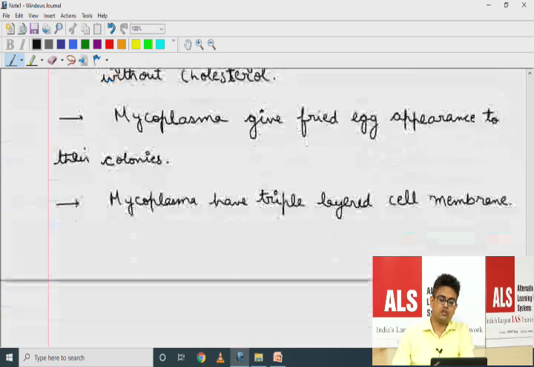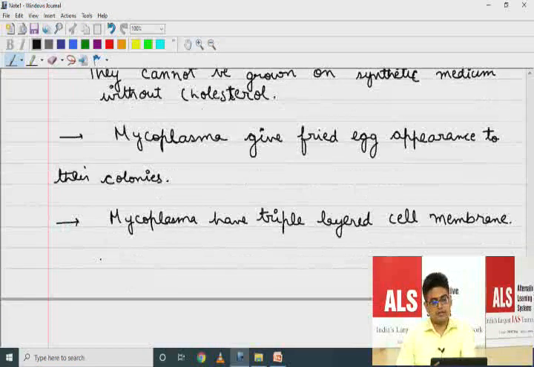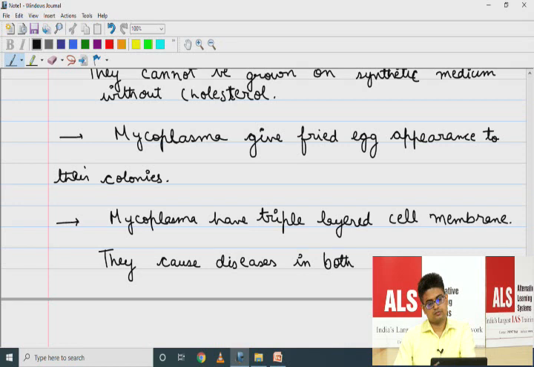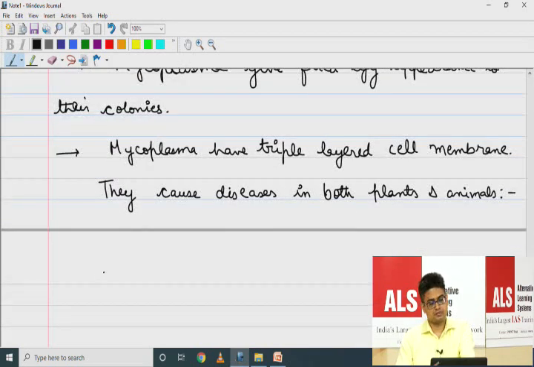Now for the final thing. They cause some specific diseases. They cause diseases in both plants and animals. But their plant diseases are more common. So I am writing some diseases which are important from the exam point of view. Bunchy top of papaya caused by mycoplasma. First disease.